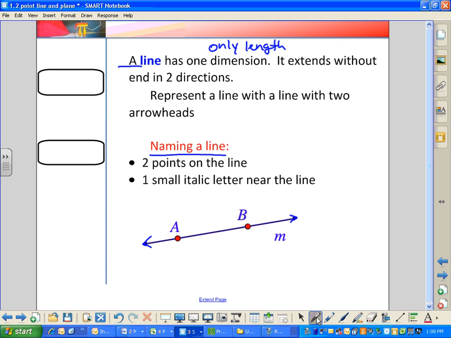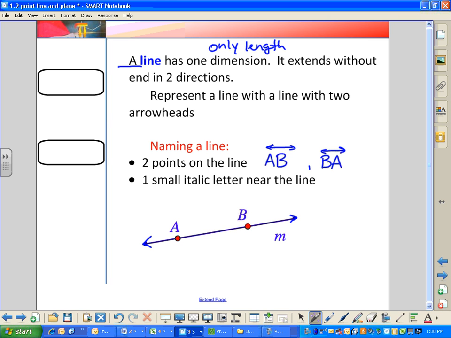So for example, this line that we see here we might call line AB, and then we would put an overbar on top of AB with 2 arrows. And that's the correct symbol to tell me I'm talking about a line as opposed to something else. Now for this particular line, we could also call it line BA. The order of those points does not matter.